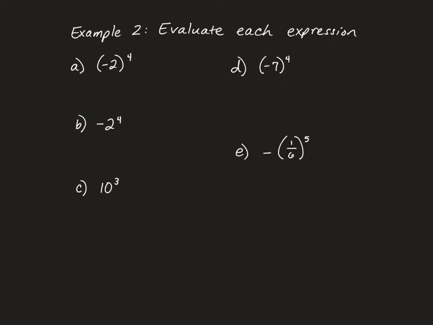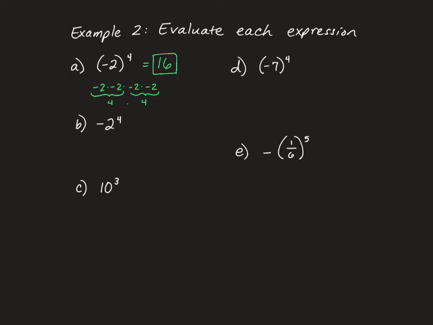In example 2, we need to evaluate each expression. So for letter A, we're taking negative 2 and we're multiplying it 4 times. So negative 2 times negative 2 here is 4, and these are also 4, and then we just need to multiply the 4 times 4 together to get 16. So the answer is positive 16.